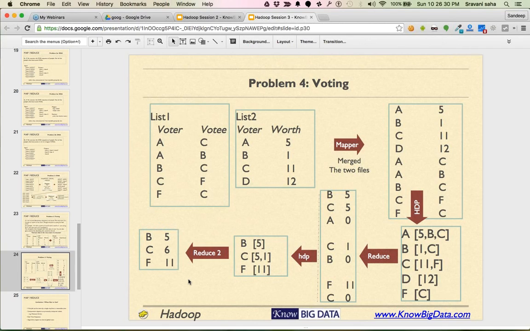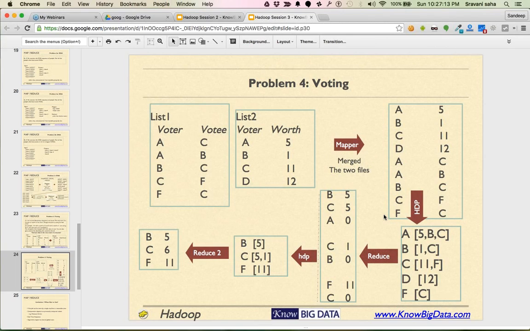Now, where did the join happen? Had it been a simple join, we could have just said select votee from list 1 join list 2 on voter, and after the join has finished, we would say group by votee and sum by the worth. That could have been a very simple SQL query. But here we have first merged the two files, and that's how it happens in Hadoop. We basically utilize this technique to join the two files.